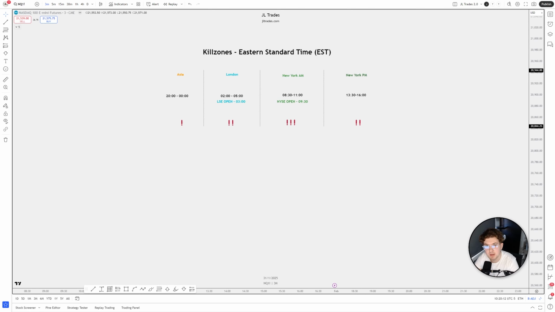Okay, so kill zones. Everything here is referenced in Eastern Standard Time, and there are three kill zones: the Asia, the London, and the New York kill zone. Some people will reference these as sessions, trading sessions. So when somebody asks you what session you trade, you could say Asia, London, or the New York session.